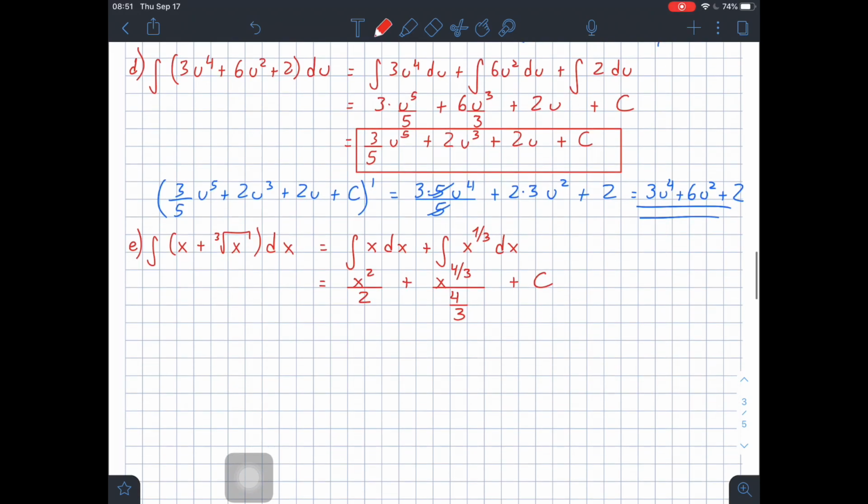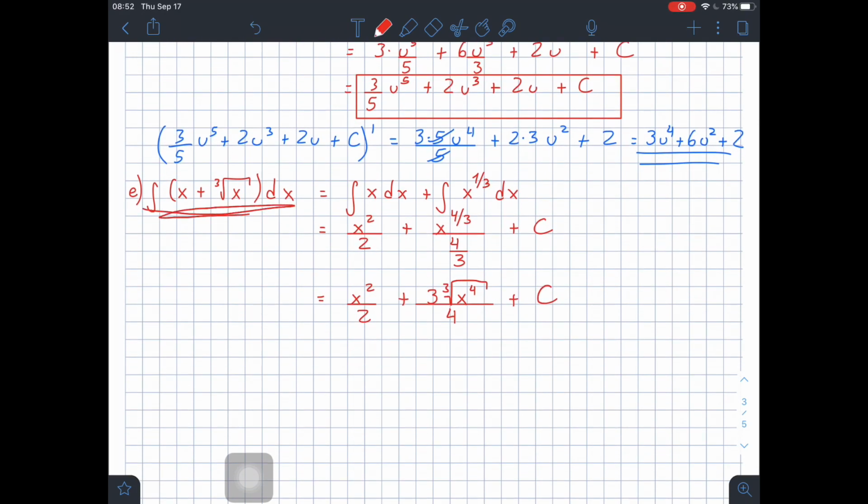So if I reorganize these terms, then we will have x squared divided by 2 plus this 3 goes up here to the numerator. So this is plus 3, and instead of writing x to the power of 4/3, I can already rewrite this as x to the 4th power, and this is the cubic root, okay? And all of this is being divided by 4. Don't forget this 4 here, plus c. So this would be the integral of all of this expression.